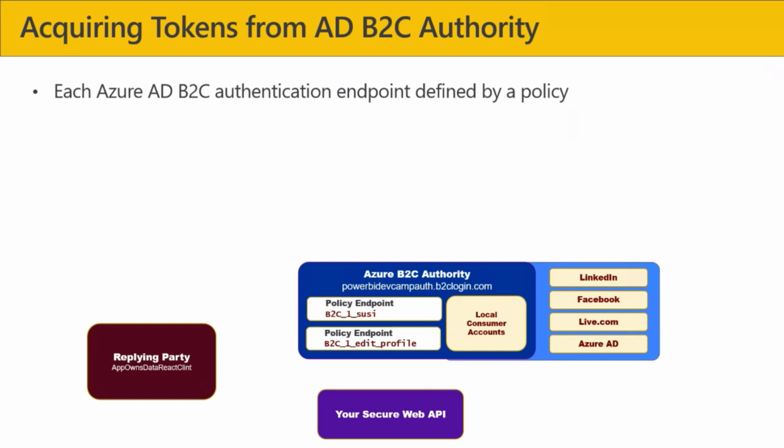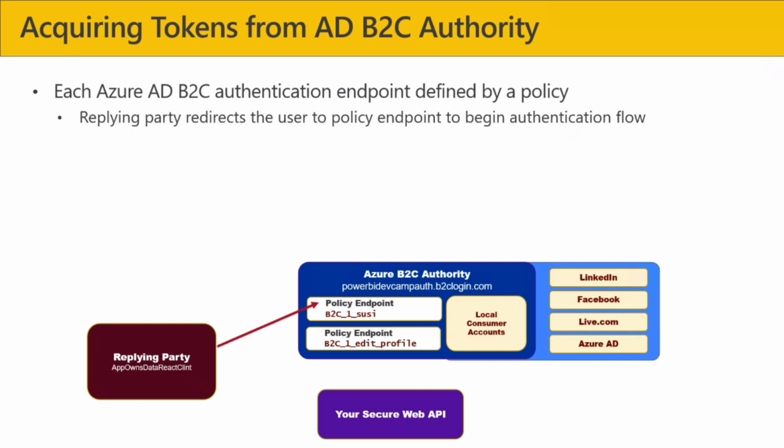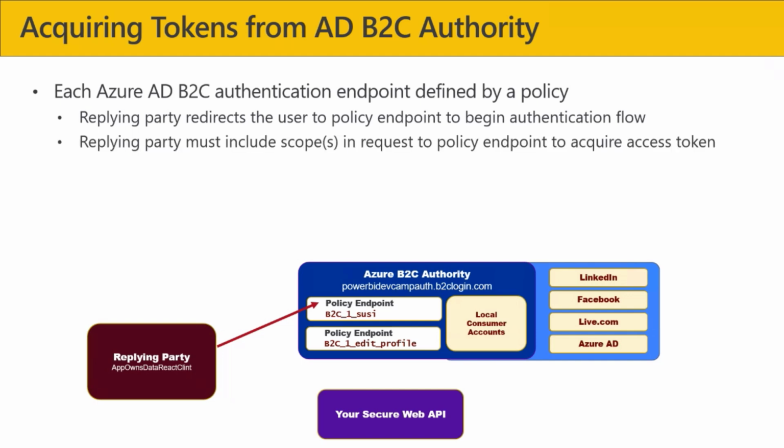Okay, now just to walk through what happened here. What happened is we redirected to this policy endpoint to start the authentication flow. And whatever happens, interacting with the user, that's up to the B2C tenant. I'm just patiently waiting for my access token to come back.